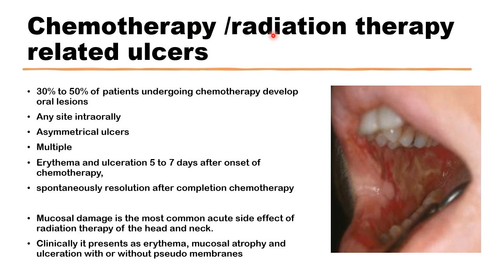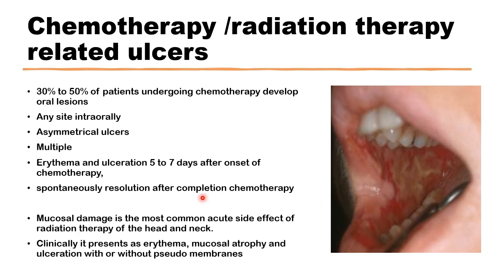Chemotherapy and radiation therapy can cause multiple acute oral ulcers. Just less than half of the patients undergoing chemotherapy will develop oral ulcer lesions. These will be multiple, affecting any site within the oral cavity. They are asymmetrical, some are small, some are large, and they have some erythematous areas as well, and they would probably start within a week from the start of the chemotherapy and would resolve after completion of the chemotherapy treatment.